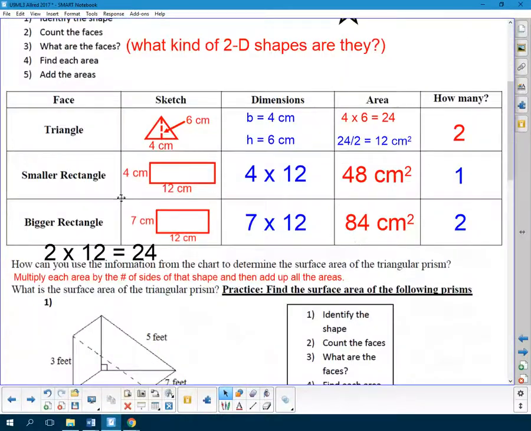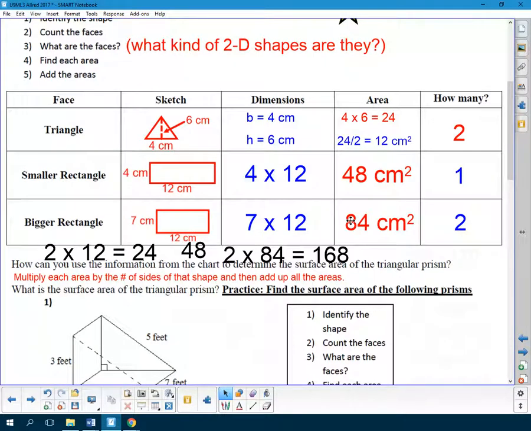Okay? When I looked at the smaller rectangle on the bottom, there was just one of those. So I'm only going to add 48 into the mix here. I got 24 and 48. Those bigger rectangles on the right and left, there's 2 of those, and one of them is worth 84 centimeters squared. And I'm going to take 2 of those. 2 times 84 is 168. So far I have 24, 48, and 168.